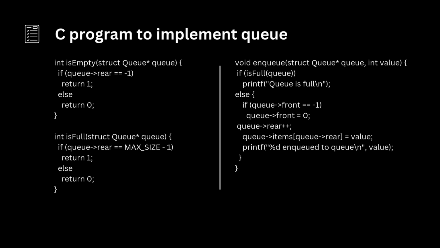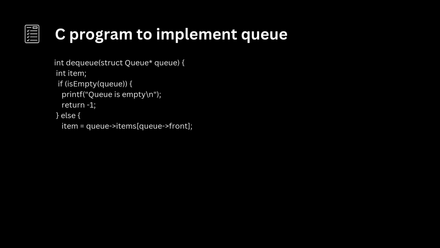Function to remove an element from the queue. This function checks if the queue is empty. If the queue is empty, a message is printed and -1 is returned to indicate an empty queue. If the queue is not empty, the function dequeues the element at the front of the queue and stores it in the variable item. It then increments the front index to remove the element from the queue. After dequeuing, if the queue becomes empty, the front and rear indices are reset to -1. Finally, it returns the dequeued item.